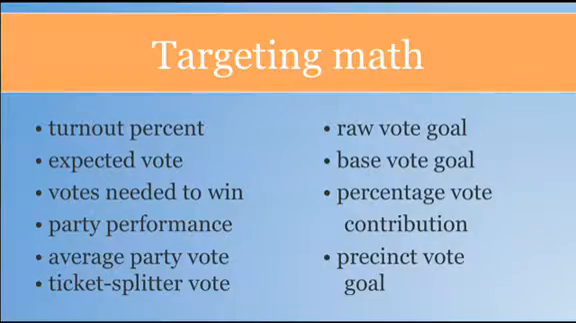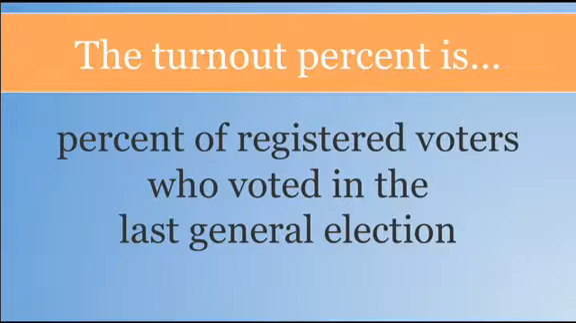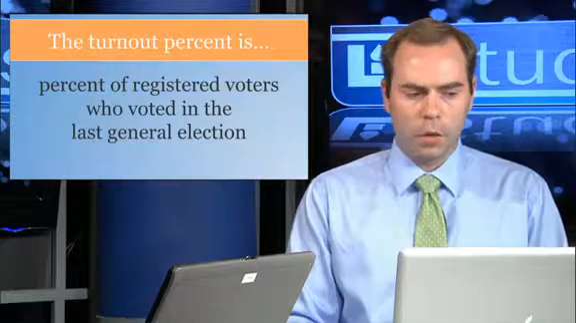So the other type of precinct targeting is going to involve some math. And so for those of you joining us at home today, we're going to go through several calculations that are going to, at the end of the day, help you determine where your voters are and how many of them you're going to need on election day to be successful. So let's get started. One of the first things we're going to have to look at when we're doing voter targeting is, what is our turnout percentage going to be? Simply put, it's the percent of registered voters who voted in the last general election.